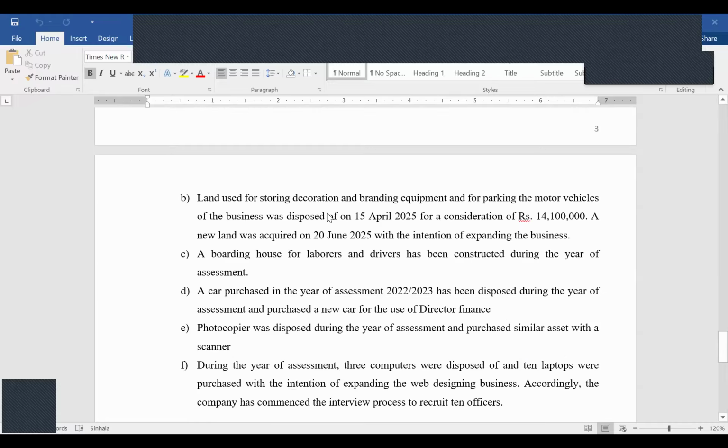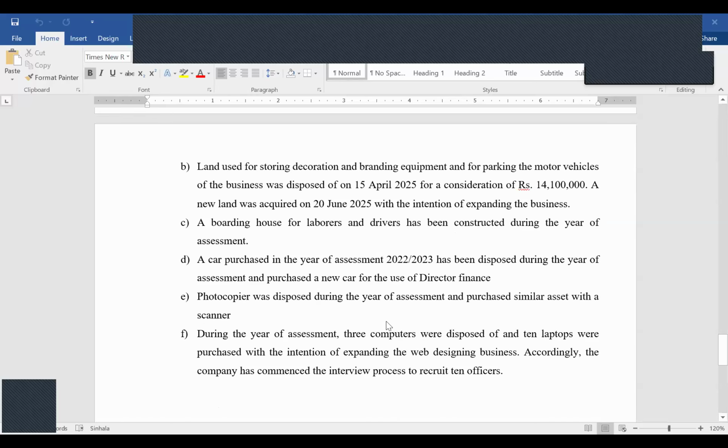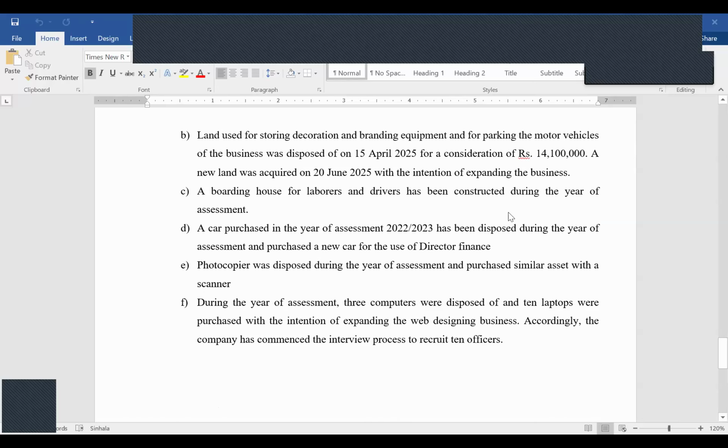Then the land used for storing, there's a land sale. So you have to consider whether it is a business asset, business land, or an investment land. Since this is used for business purposes, we can consider it as land used for the business, so it is a business asset. Then the boarding house is also there, so we have to consider whether an asset is used for business purposes or not.